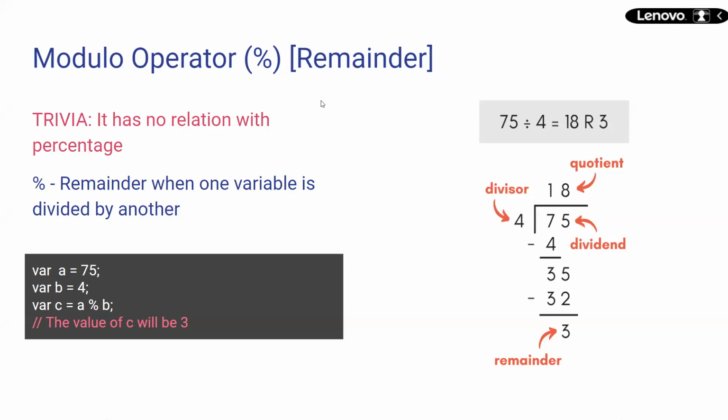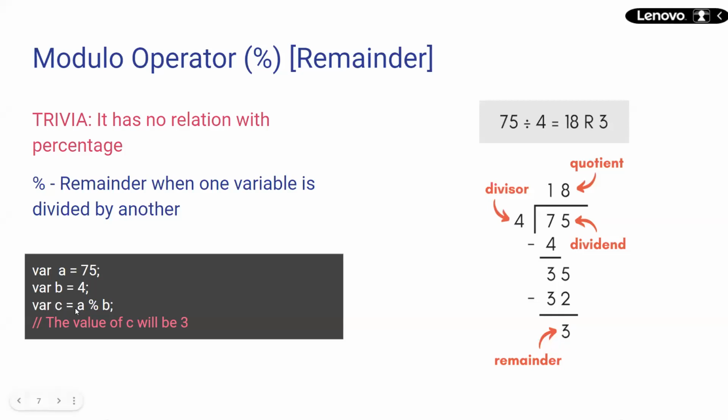Okay. Just now, did you understand what is percentage? Did everyone understand? Those who didn't understand, I'm actually taking the example again. Suppose I want to find the modulus of 75 and 4. So what is modulus basically? Modulus means if I divide 75 by 4, finally I get the remainder 3.